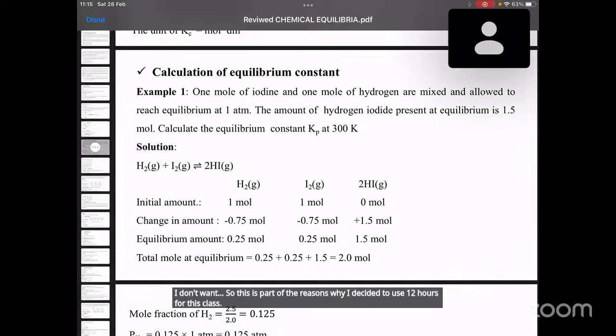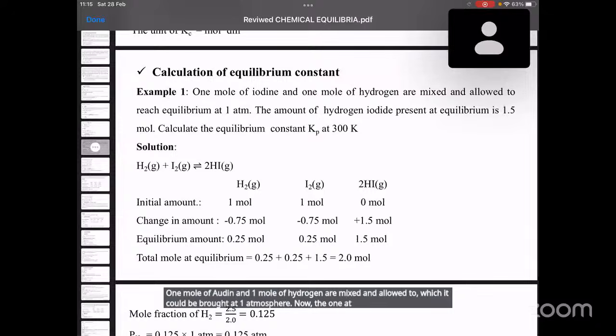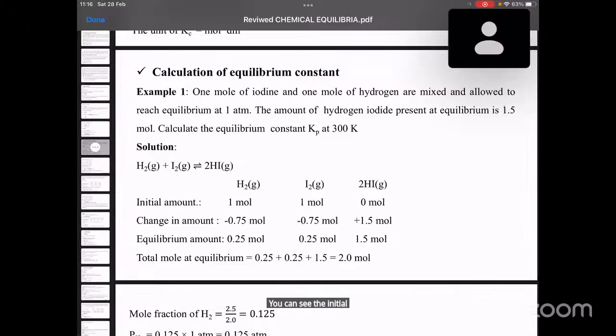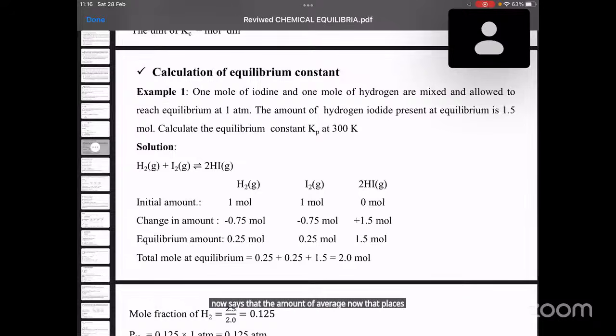So now, 1 mole of iodine and 1 mole of hydrogen are mixed and allowed to reach equilibrium at 1 atmosphere. Now, the 1 atmosphere we set aside first, but the most important thing is that you have 1 mole of hydrogen. You can see the initial amount: 1 mole of hydrogen, 1 mole of iodine. And at the beginning, 0 mole of hydrogen iodide before the commencement of the reaction. Now it says that the amount of hydrogen iodide present at equilibrium is 1.5 mole. So at equilibrium, we already know that we have 1.5 mole of hydrogen iodide.